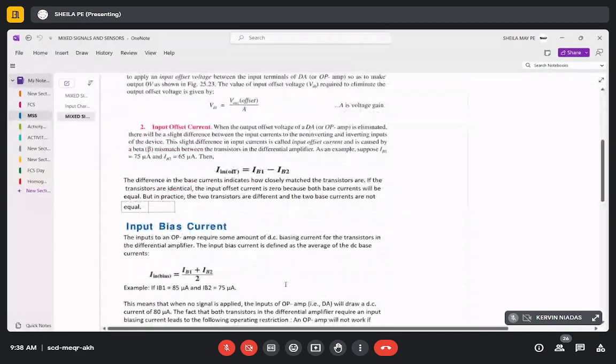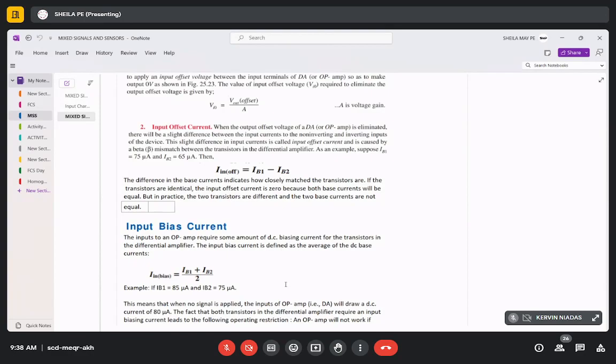For the second parameter, we have the input offset current. When the output offset voltage of a differential amplifier is eliminated, there will be a slight difference between the input currents of the non-inverting and inverting inputs of the device. This slight difference in input current is called input offset current and is caused by a beta mismatch between the transistors in the differential amplifier.